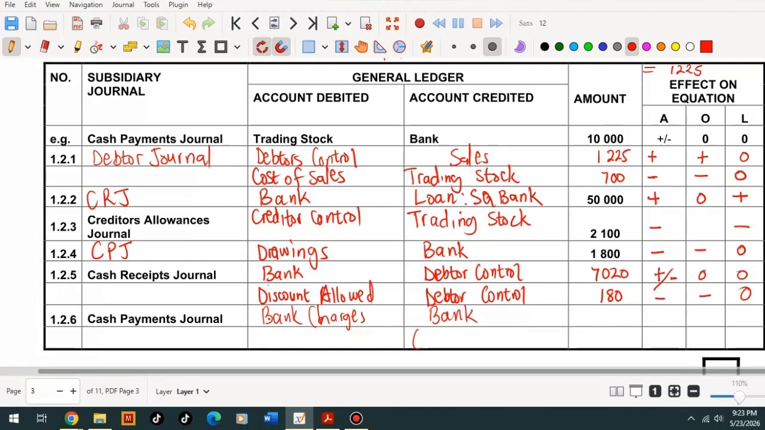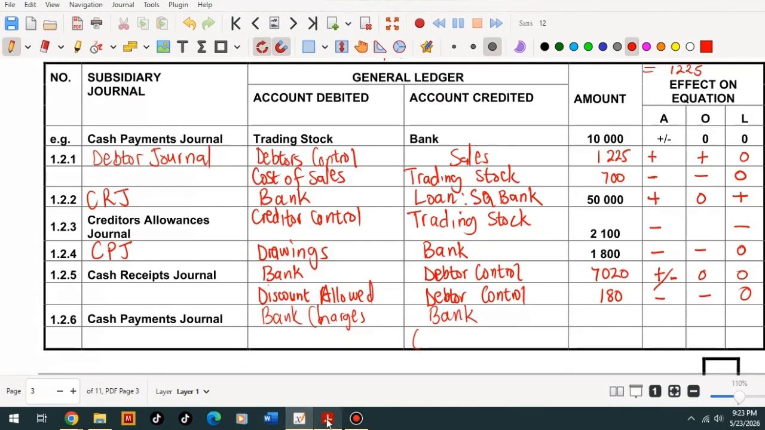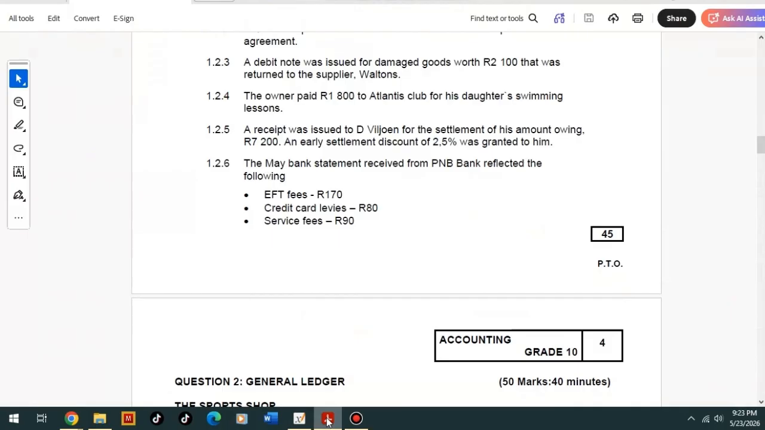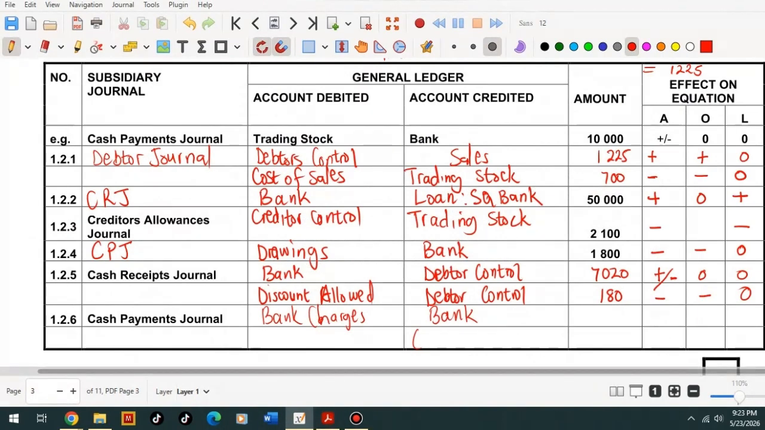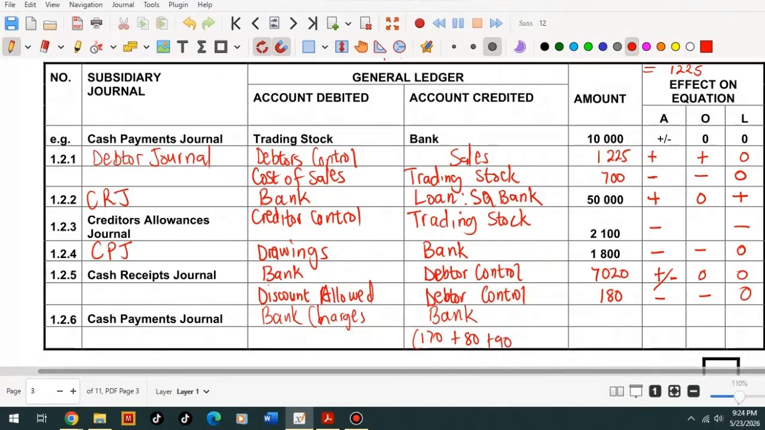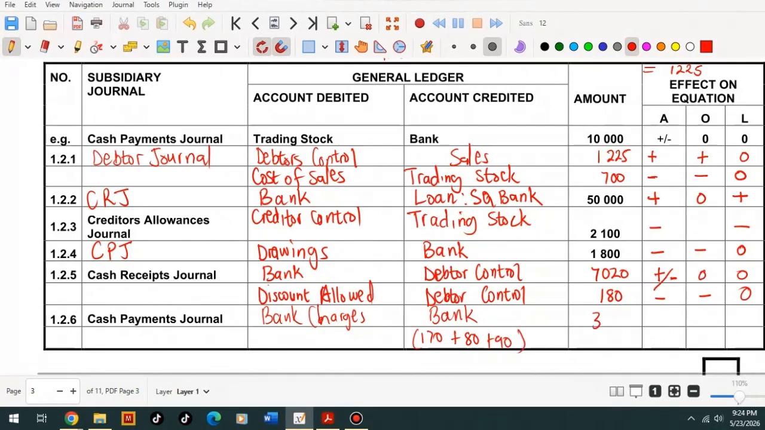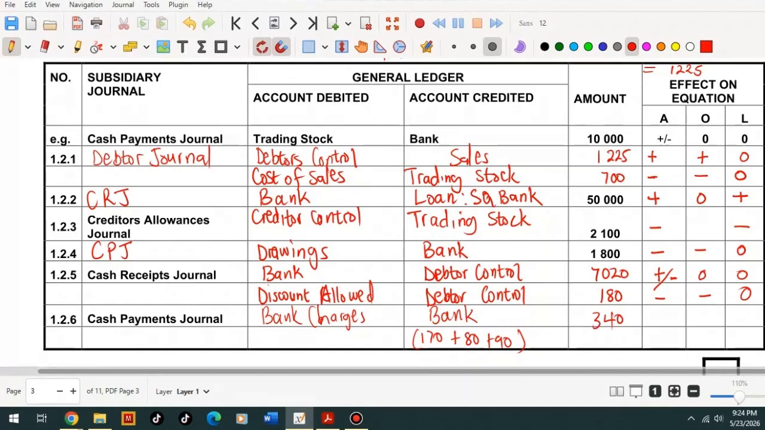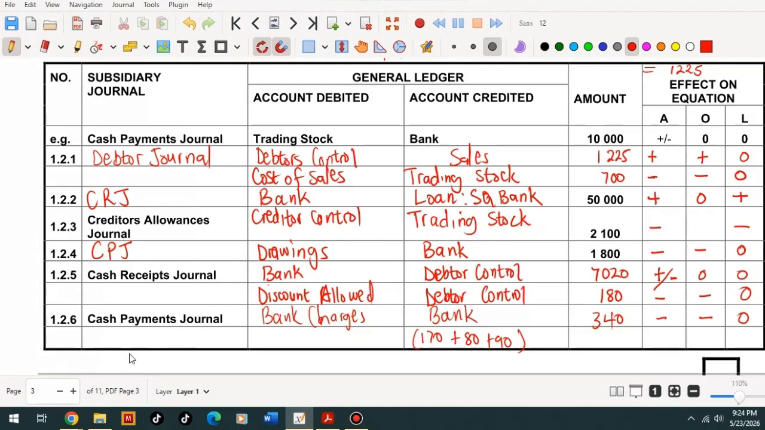So how much, if we add these amounts? 170, 80 and 90. 170 rands plus 80 plus 90. So the bank charges amount to 340. How does it affect assets? The bank balance decreased because of the charges, so it's a minus on assets. Then bank charges are expenses, which reduce owner's equity, with a minus on assets. This transaction does not affect the liabilities.